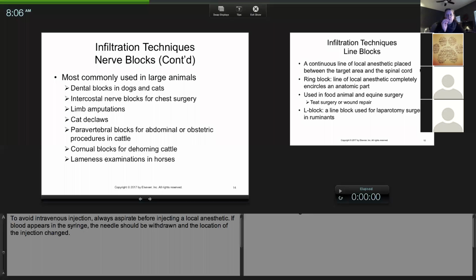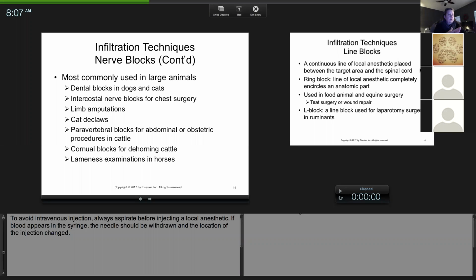Okay, so when we were talking yesterday, I was talking about topical, where you splash the agent on, and that's only giving you superficial loss of sensation. You can also put it around a wound, around a site, and if you're going on a local site, that's called local infiltration. And then there are nerve blocks.